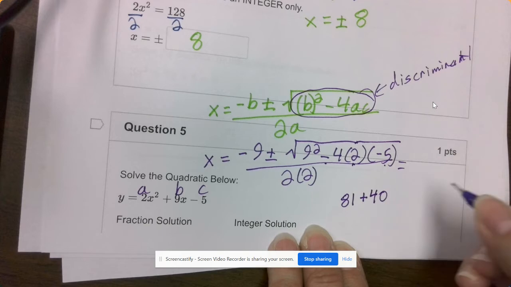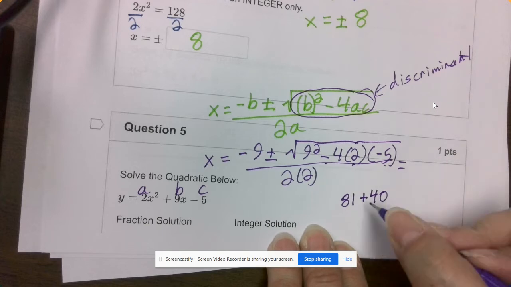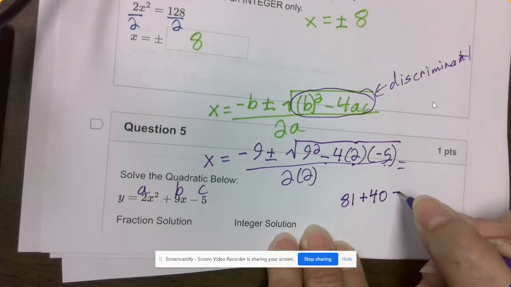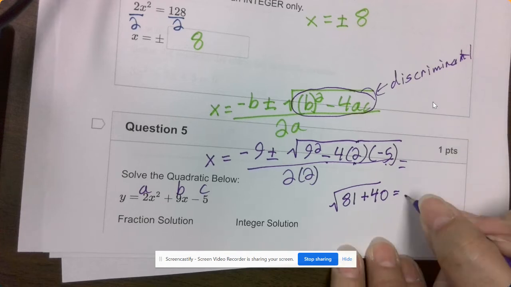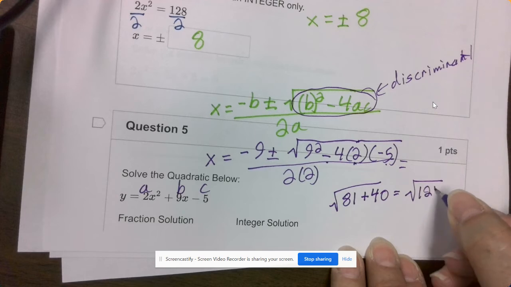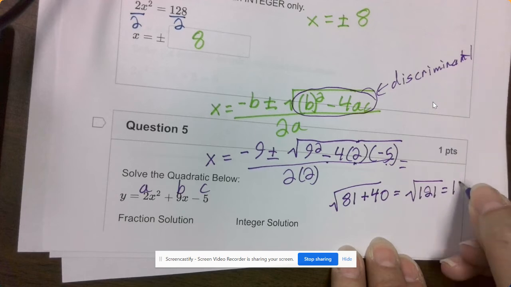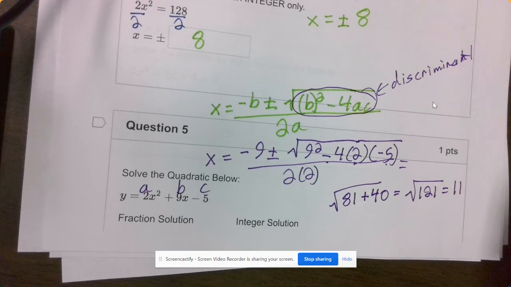Okay, so we're going to add those two together. Everybody, this is our square root part. So remember, everybody, to get where you can add them together, we get 121. Square root of 121, everybody, is going to be 11. Okay, notice it says we have two solutions.